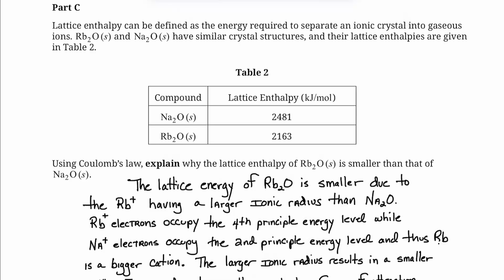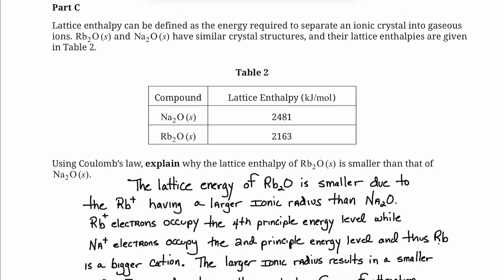Question 7, part C, the final question here, and here we are with the lattice energy question. So lattice enthalpy can be defined as the energy required to separate an ionic crystal into gaseous ions, right? We're going to pull these ionic crystals apart into gaseous ions, and see how much energy it takes to do that. So we have rubidium oxide, Rb2O, and sodium oxide, Na2O, which have similar crystal structures. Their lattice enthalpies are given in table 2.